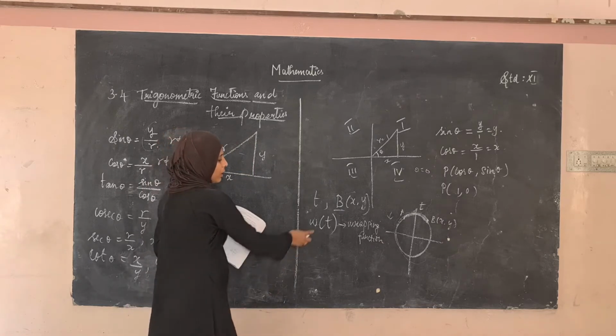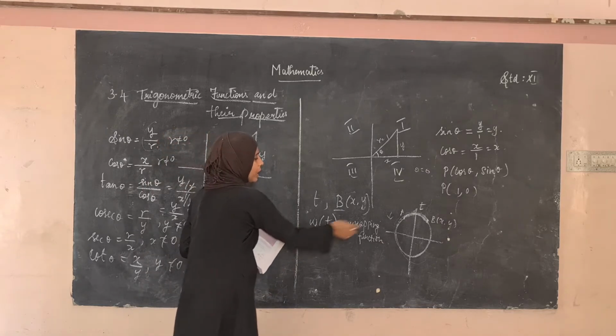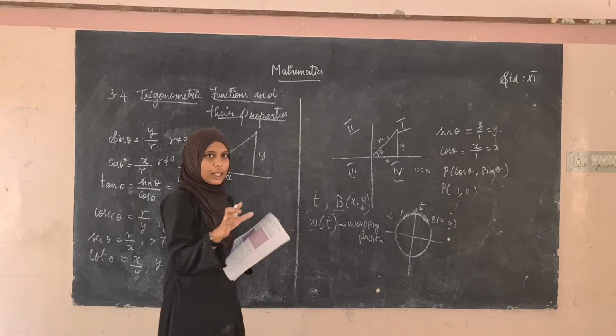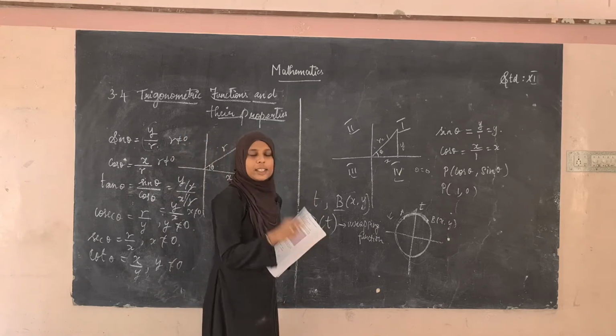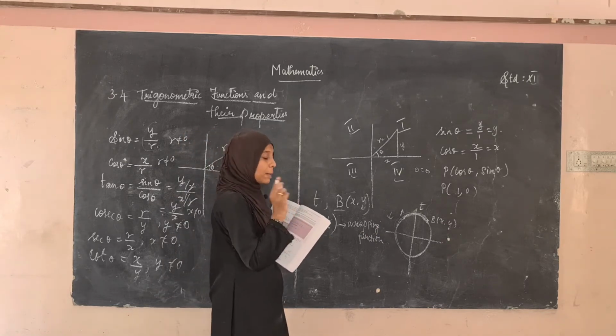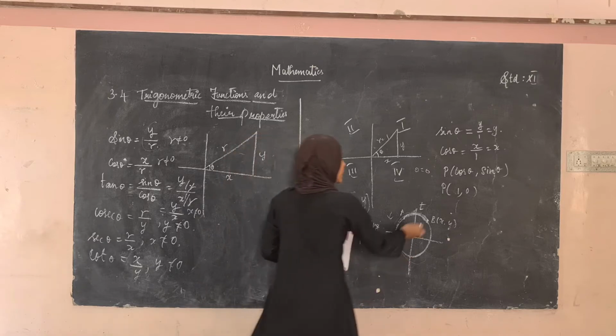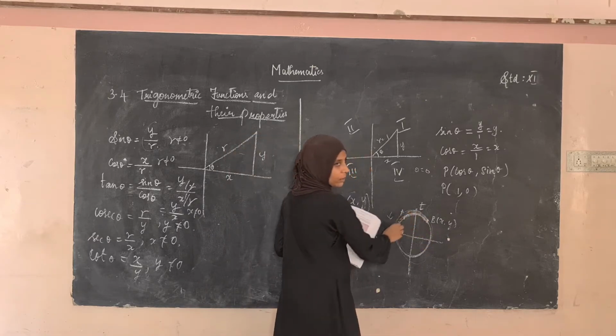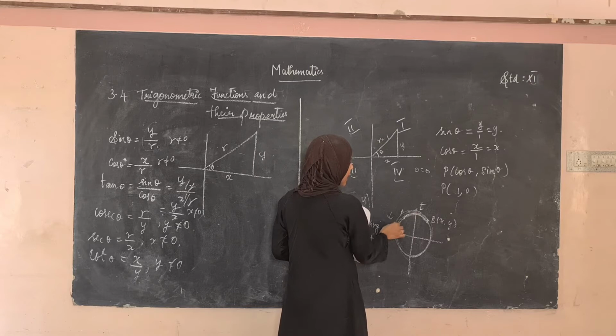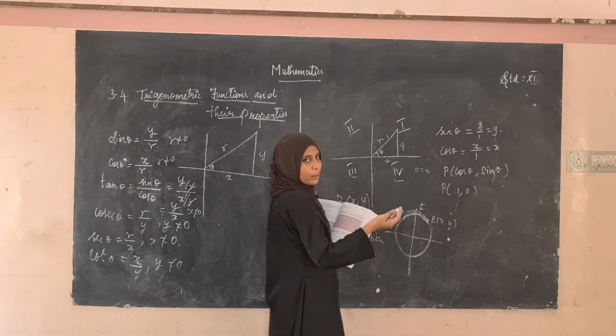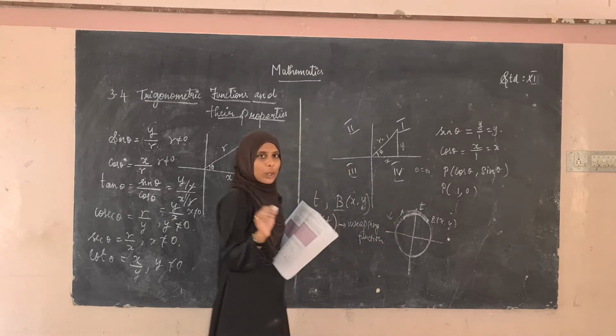So the function is relating t with the unit circle. That is, we take a real number t. If t is positive, when the unit circle is moving in the anti-clockwise direction, we will take a point B, and then AB is equal to t, where A is some other fixed point.